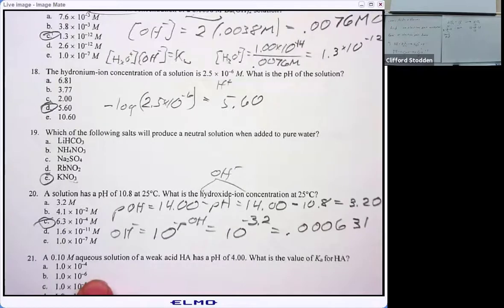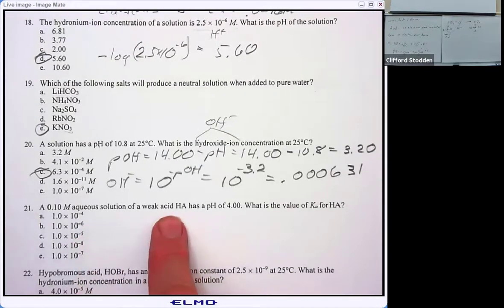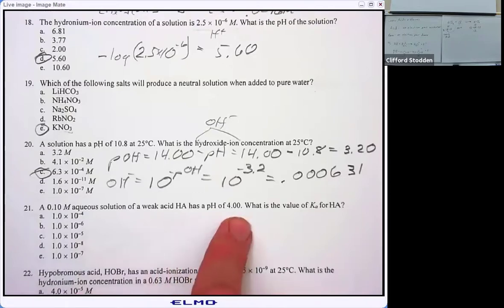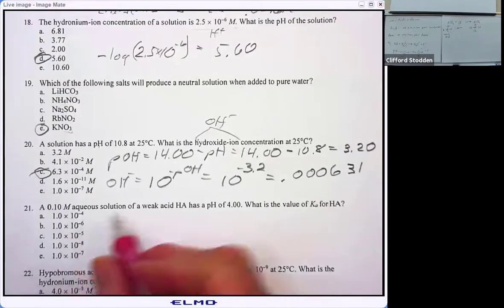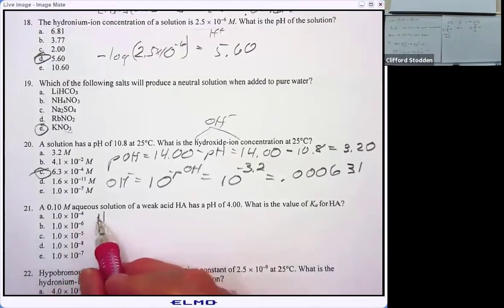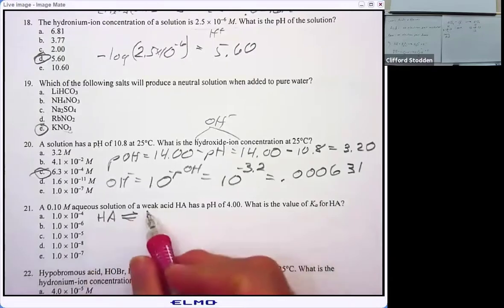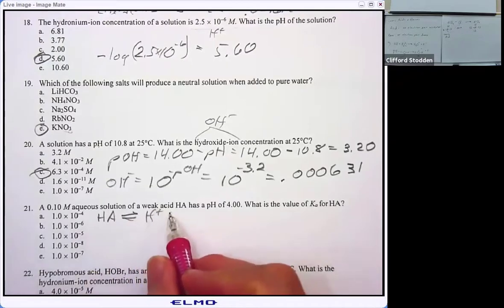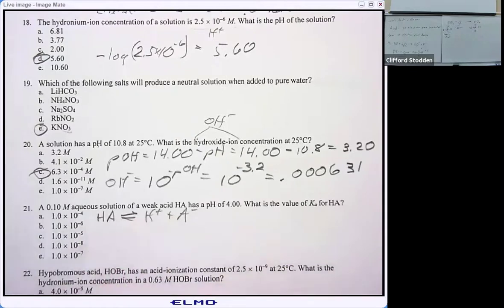Number 21: a 0.1 molar aqueous solution of HA has a pH of 4. What is the value of Ka? All right, so I did these kinds of calculations in class. I'll just write out the equilibrium here to remind you of why we can do it this way. This is sort of like calculating Kc in chapter 16.